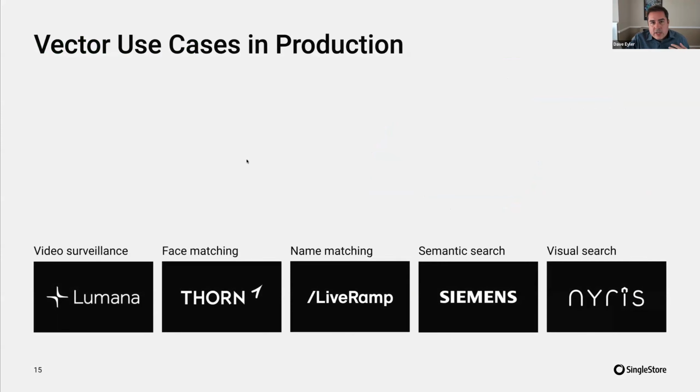Companies like Lumana use it for video surveillance, to search inside of the videos. Thorn is a platform for protecting kids from abuse. They're using it to match faces. LiveRamp uses semantic search to connect emails to each other. Siemens also uses it for semantic search on their Pulse Analytics that they use internally to see how their employees are feeling. And Nyrus is another platform that uses visual search, and we're always adding more of these. So we have got you covered for everything I talked about. Transact, analyze, and contextualize in one place in SingleStore.